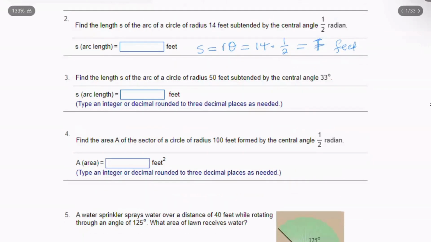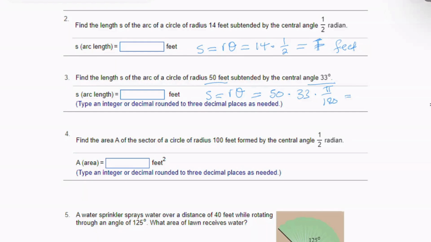In question 3, we have to find the length S of an arc of a circle of radius 5 feet and the central angle 33 degrees. The difference between 2 and 3 is that in 3, your angle is in degrees, which needs to be converted to radians. So again, S is radius multiplied by theta, where the radius is 5 multiplied by the angle, 33, converted to radians, so we multiply by pi over 180 degrees.